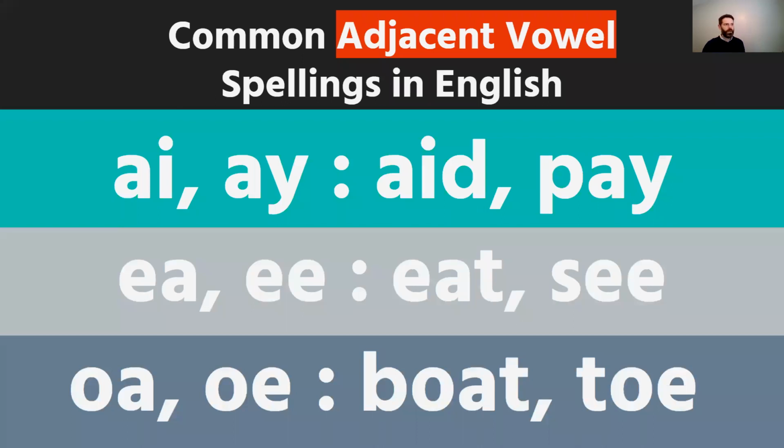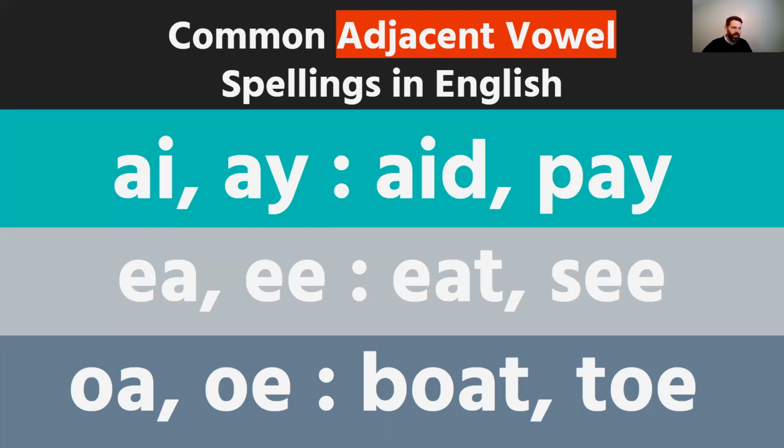Let's just talk a little bit about adjacent vowel spelling patterns in English. The long A can come from an AI or an AY spelling. The AI tends to appear at the beginning or middle of a word. The AY spelling tends to appear near the middle or the end of the word. Long E usually comes from two main spellings, the EA or the double E. The EA tends to appear towards the beginning or middle of a word, whereas the EE appears in the middle or the end of a word.